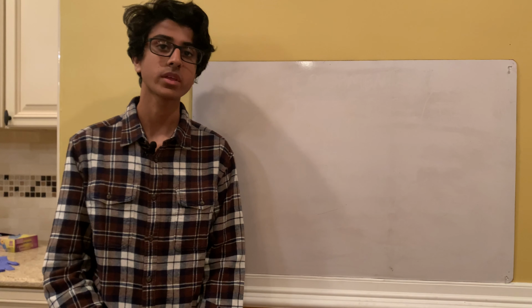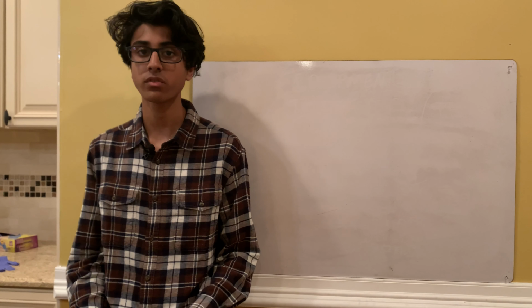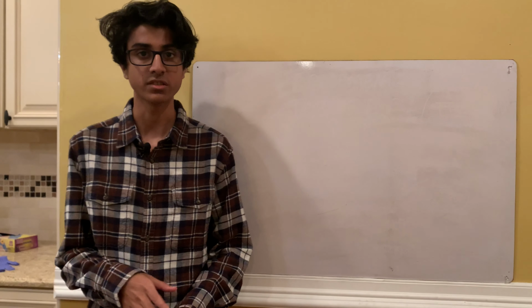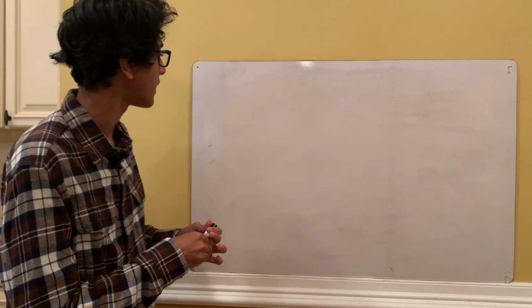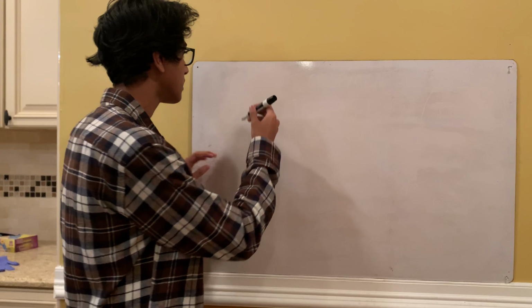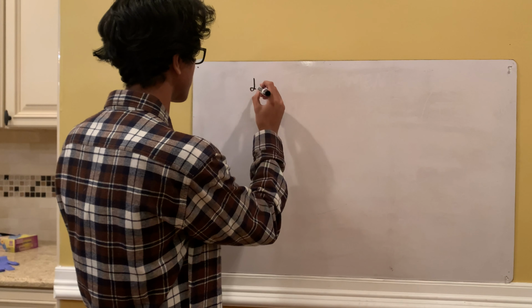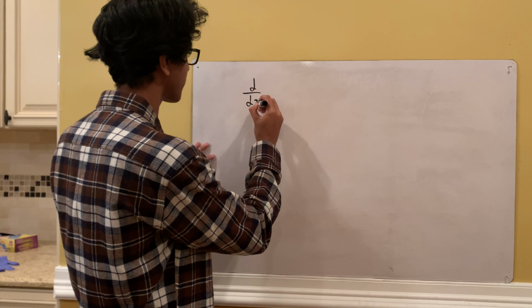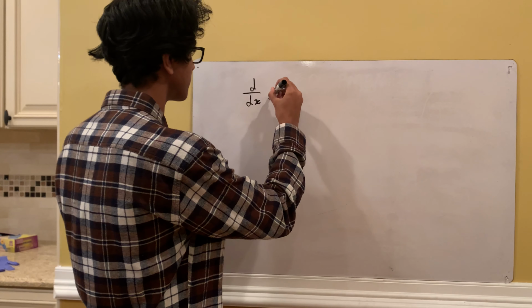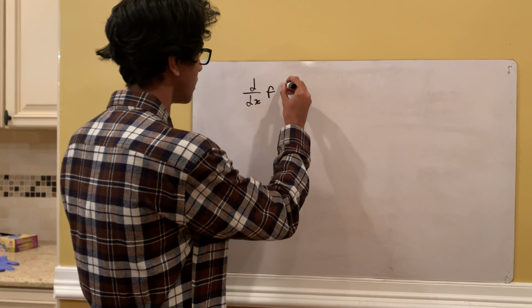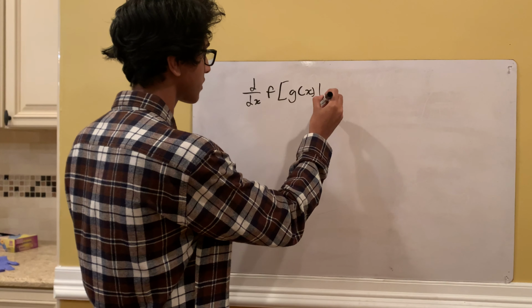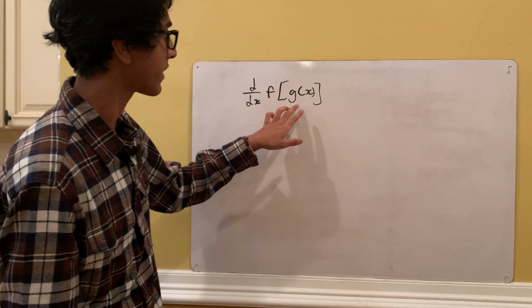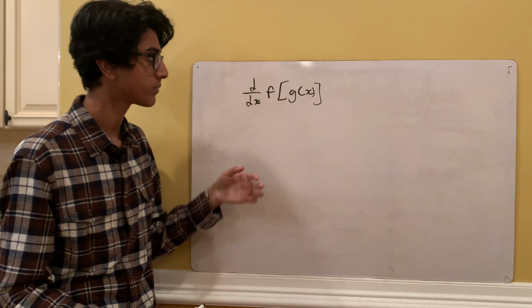Alright, the chain rule is usually used for composite functions, so functions inside of other functions. So let's say we want to find the derivative of a function, so dx of a function f of g of x. So there's g of x inside of f.